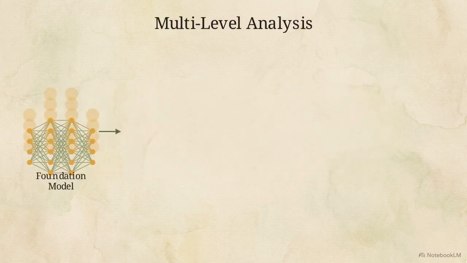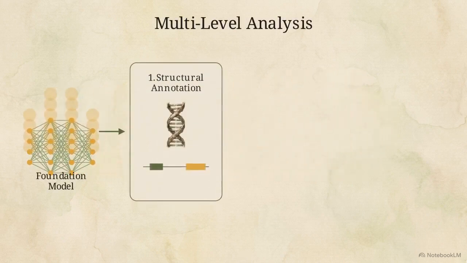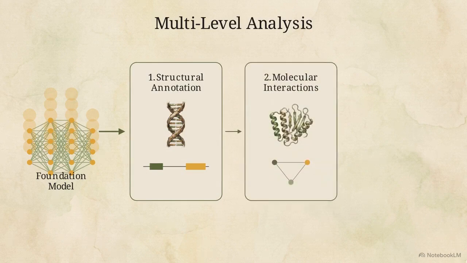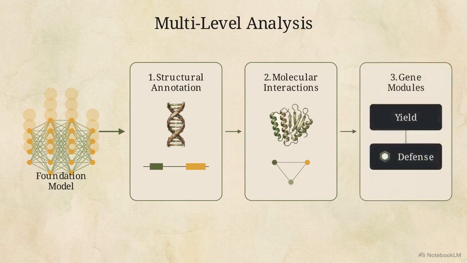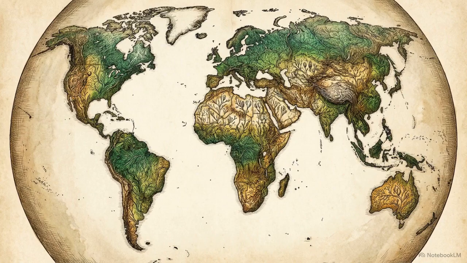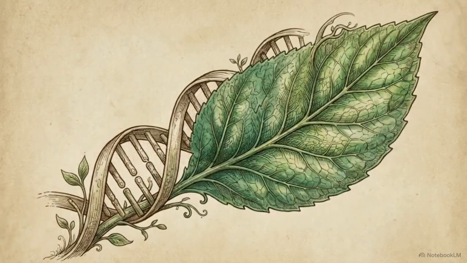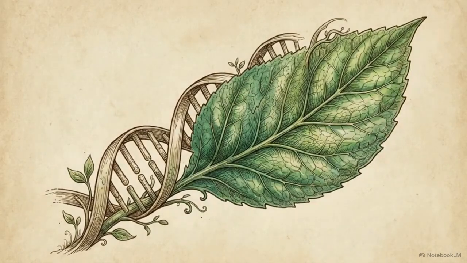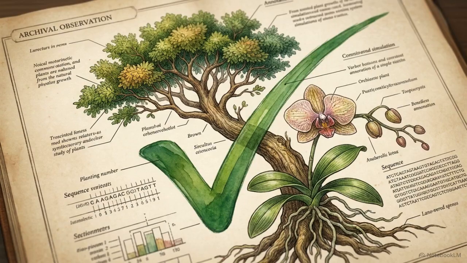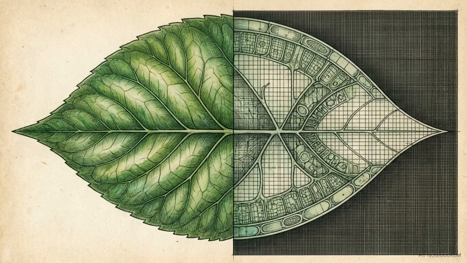Fed with diverse inputs, these models execute multi-level analysis, starting with structural annotation of non-coding sequences, mapping complex protein interactions, and eventually discovering novel gene modules for high-value traits. A completed phylogenetic map enables zero-shot inference, granting researchers the ability to predict the function and biological effect of any genetic variant directly from the sequence, bypassing years of laboratory testing. This computational framework directly accelerates natural product discovery.